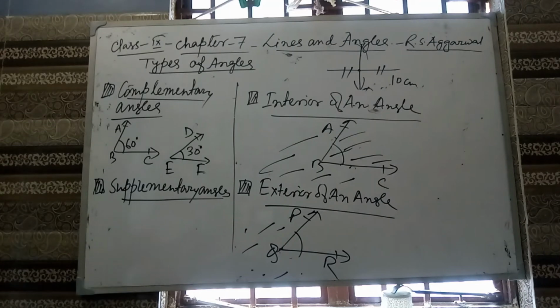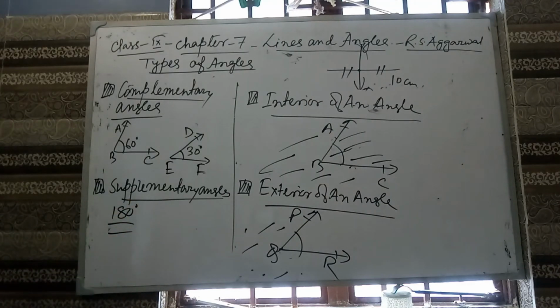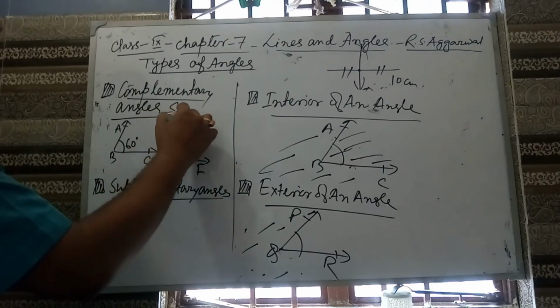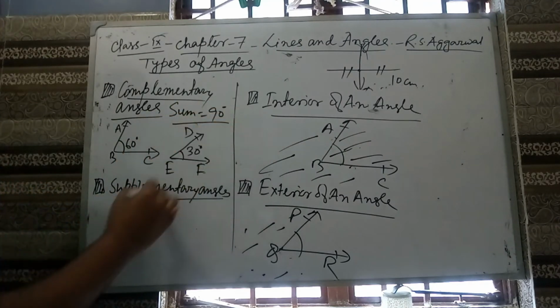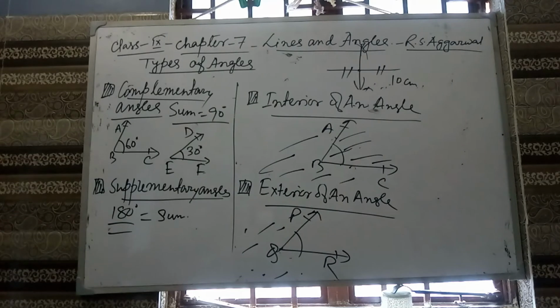The angles are said to be complementary if the measurement of their sum is 90 degree. Similarly, if the measurement of two angles is 180 degree, then it will be said supplementary angles. For complementary angles, sum will be 90 degree. For supplementary angles, sum will be 180 degree. So that's all for the theory portion for the first exercise 7a.